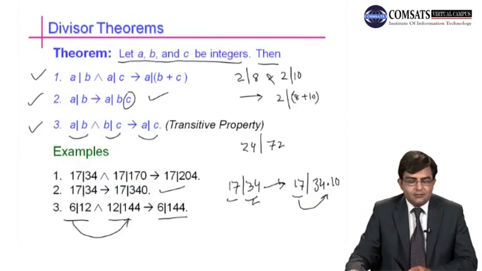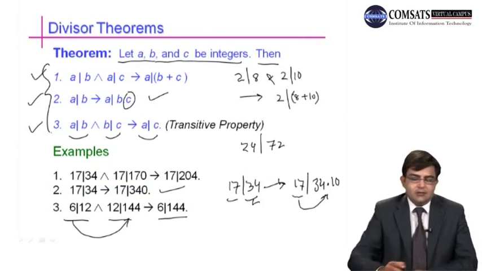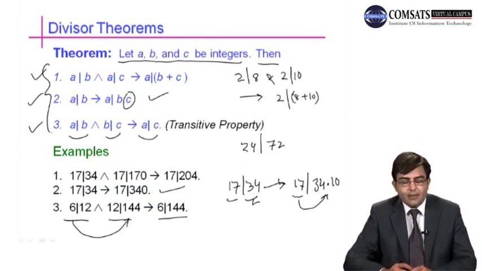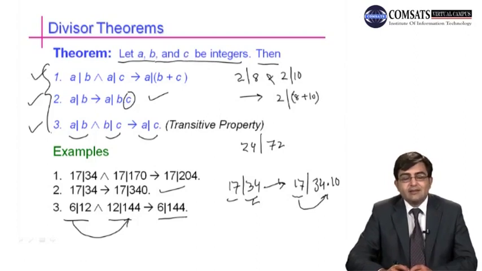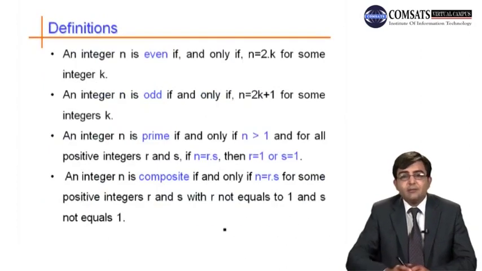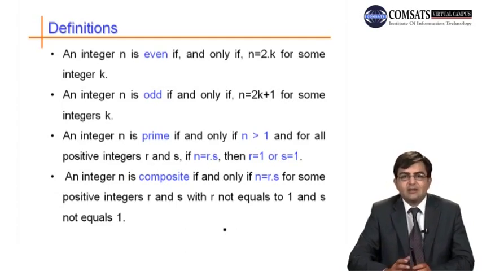So we have these three results now, and these three results are basically the very basic results of division. Now the next is some definitions of integers. What is an even integer? Because we shall frequently use even integers, odd integers, and prime numbers. What is a composite number?